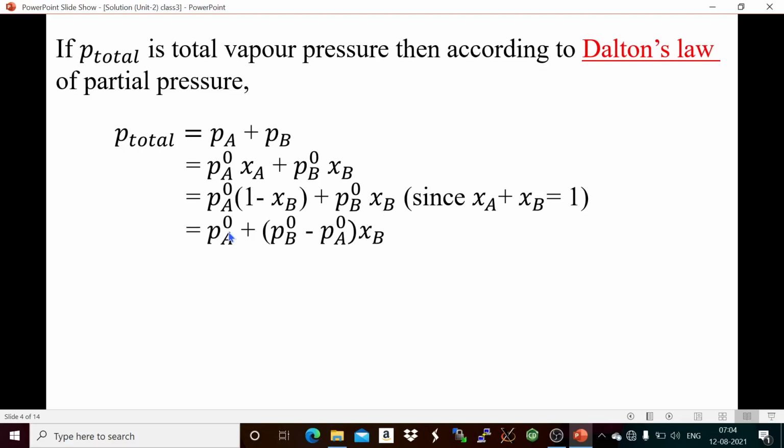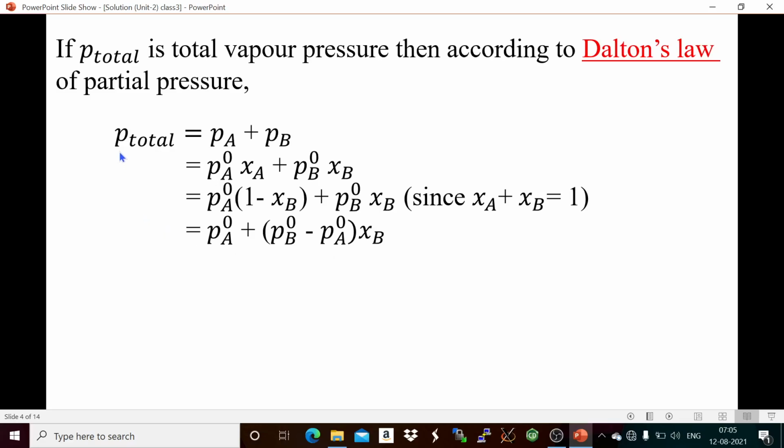So PA naught minus PA naught XB plus PB naught XB. So PA naught plus PB naught minus PA naught XB. XB I am taking common. So now you can see from this, P total is equal to (PB naught minus PA naught) XB plus PA naught. This is like your straight line equation.